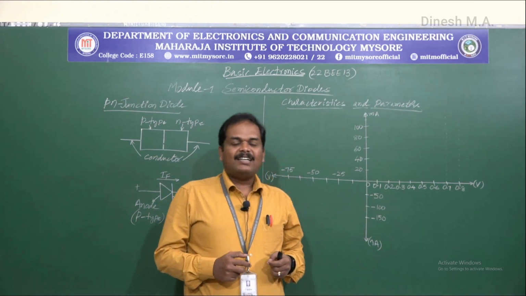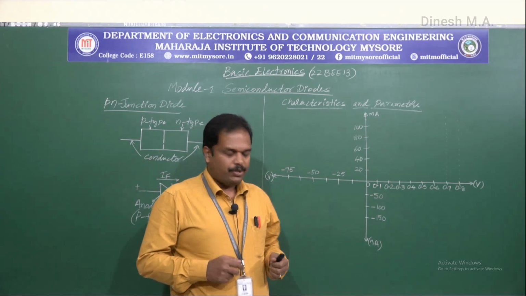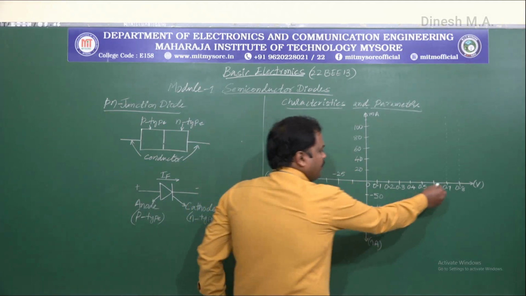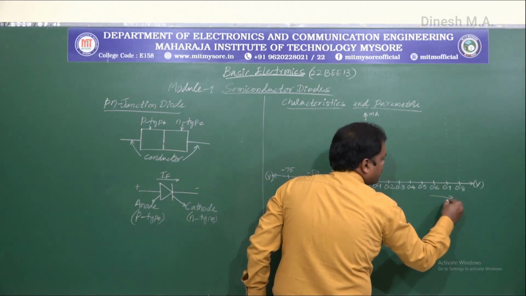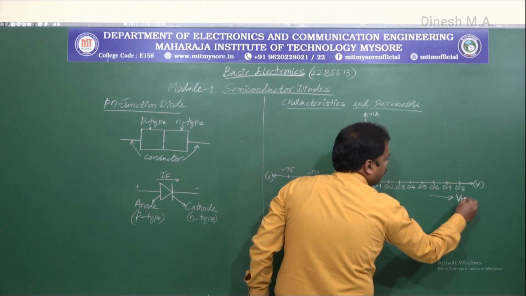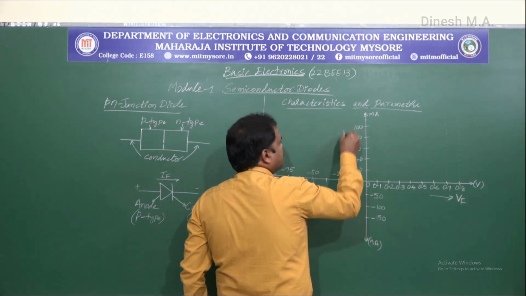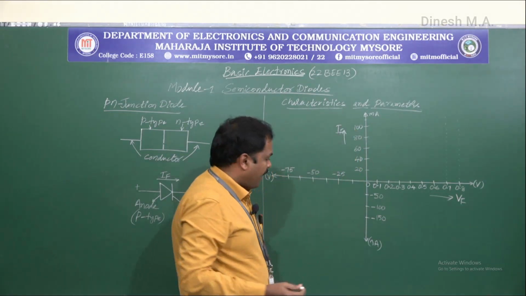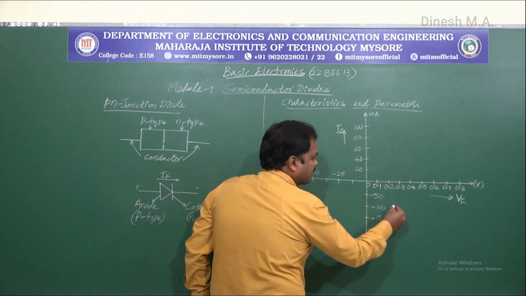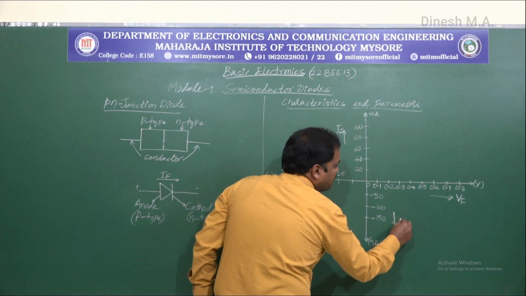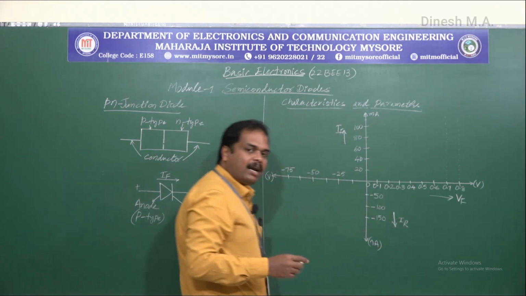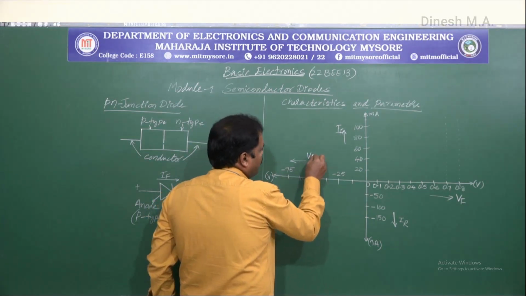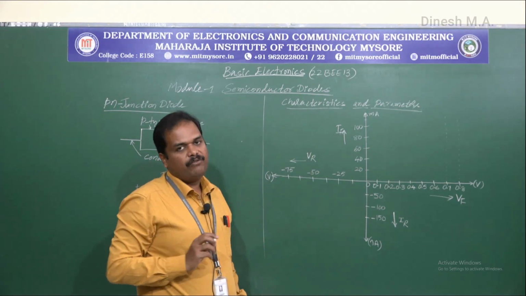Now let us understand the IV characteristics of a PN junction diode. Here we have the VI characteristic plot. The x-axis represents the forward voltage VF, and the y-axis represents the forward current IF. In the same way, the negative y-axis represents the reverse current IR, and the negative x-axis represents the reverse voltage VR.